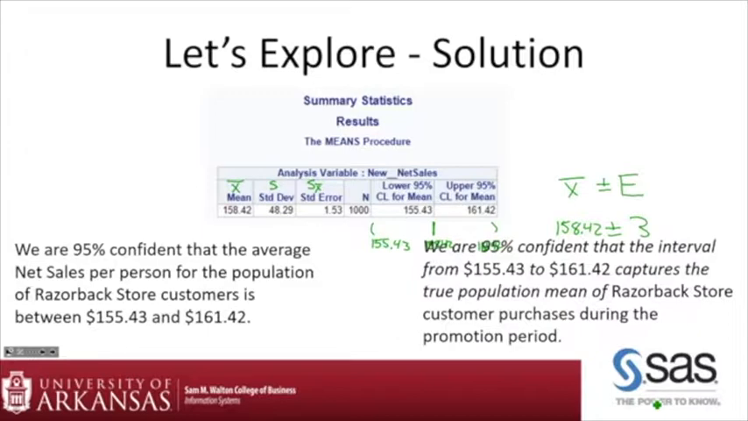This italicized part, we are blank % confident that the interval from blank to blank captures the true population mean. You could write that almost every time to explain how a confidence interval works. Okay? There's other ways you can interpret it, but if you needed a go-to of how am I going to write this up, that's a stem you can use to write it up.